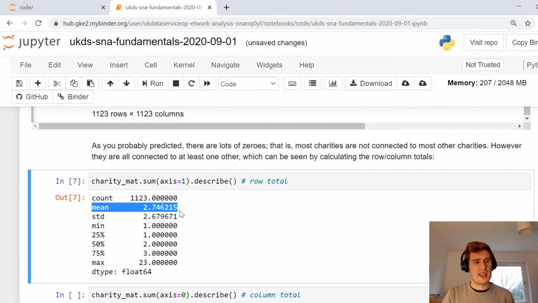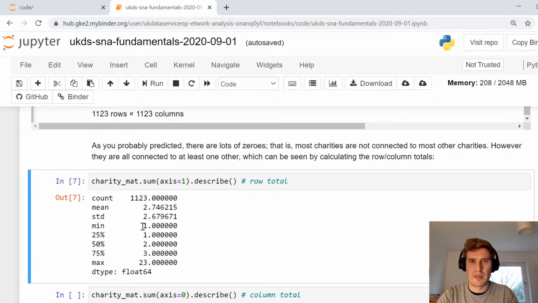There tends to be this idea of a civic core when it comes to the charity sector, that roughly the same kind of numbers and groups of people perform multiple roles in the sector. So you can see that the minimum number of connections, so every charity basically is connected to at least one other in this data set.